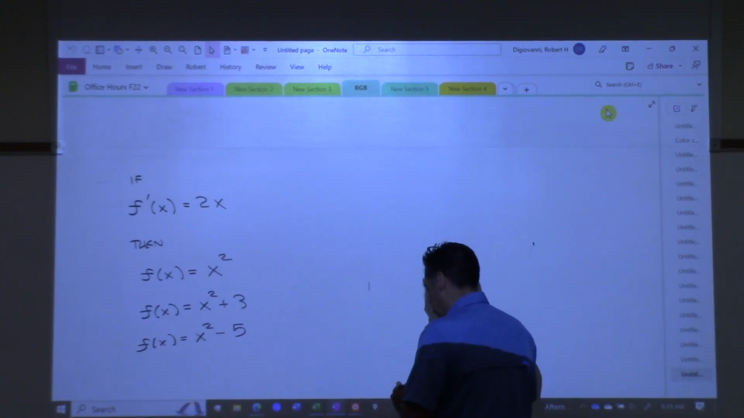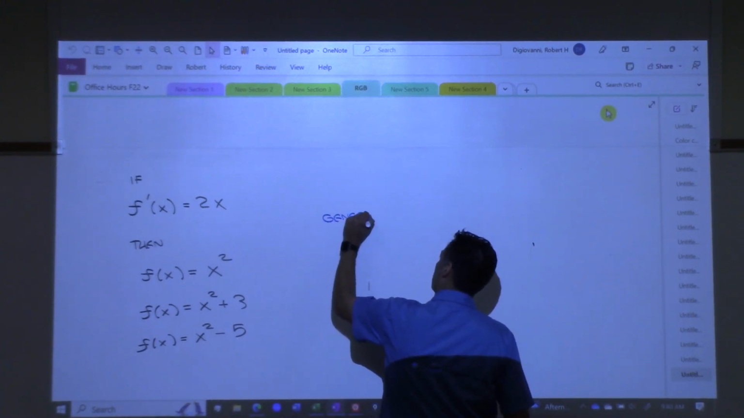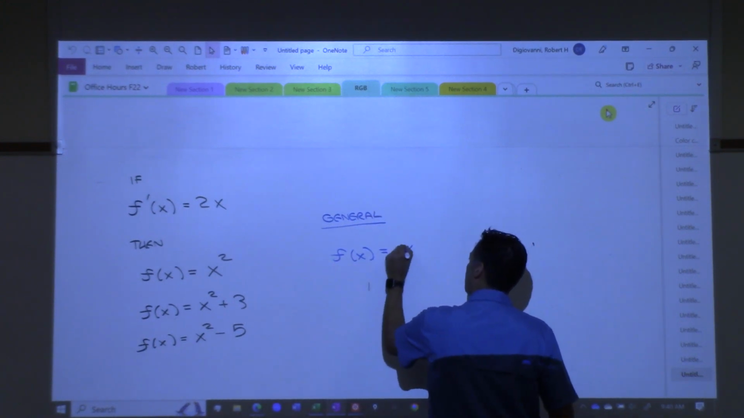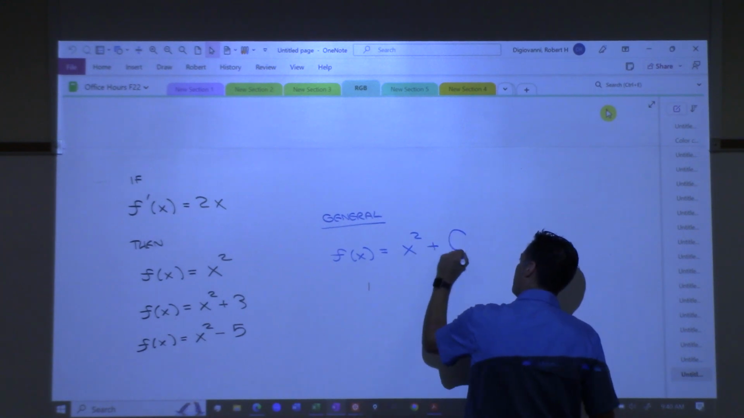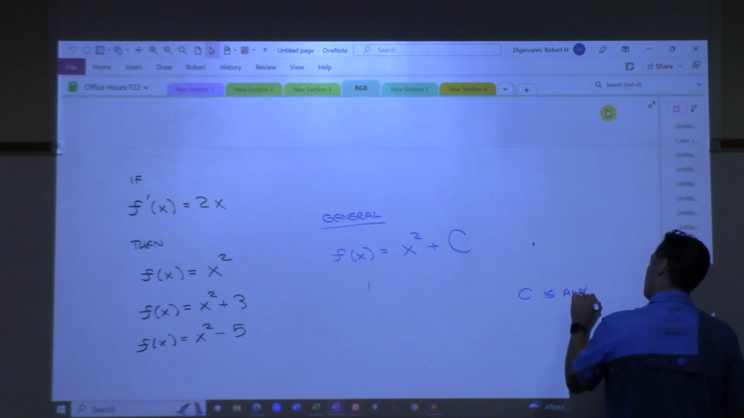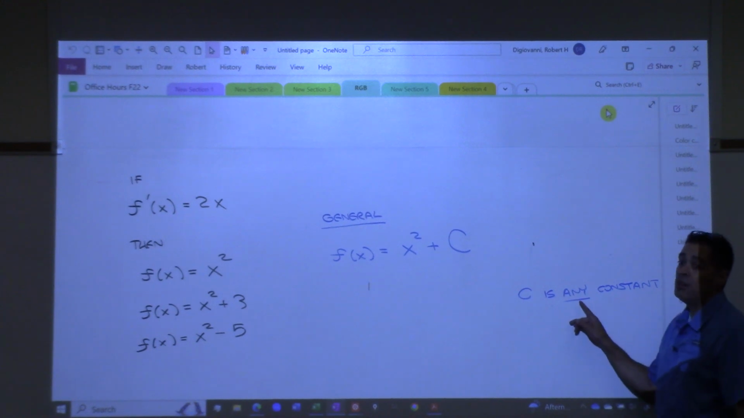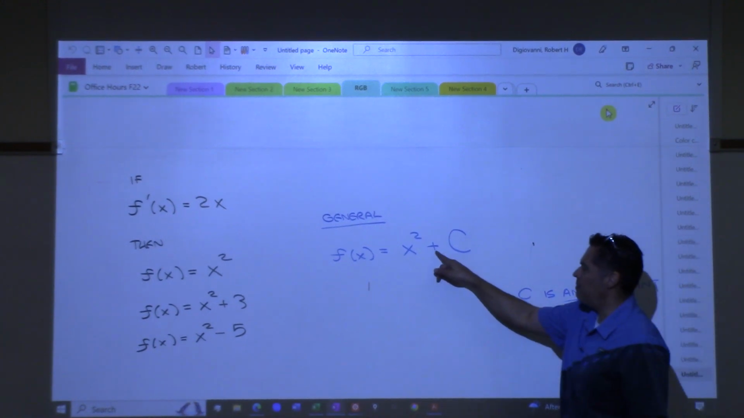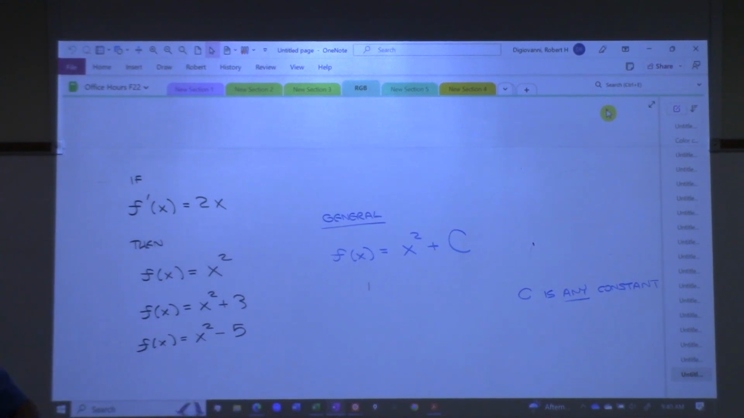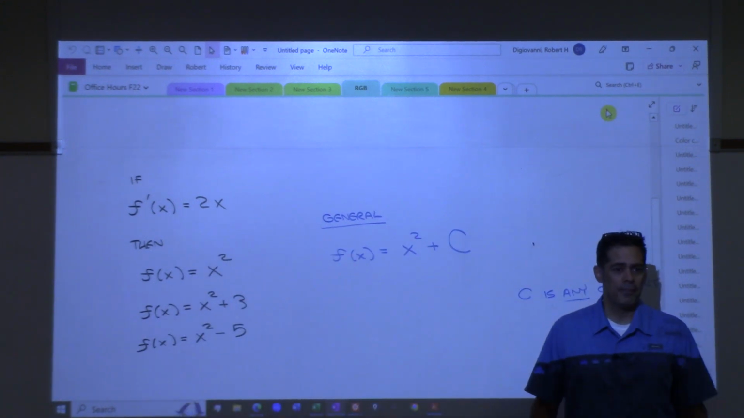So as a general answer here, my f of x would have to be x squared plus c. Now that c is any constant. And when I say any, I mean it could be negative as well, right? So just the fact that I'm using a plus is irrelevant because the c could be negative 2. And then that would be x squared minus 2, all right? This would be our general answer to that, wouldn't it?